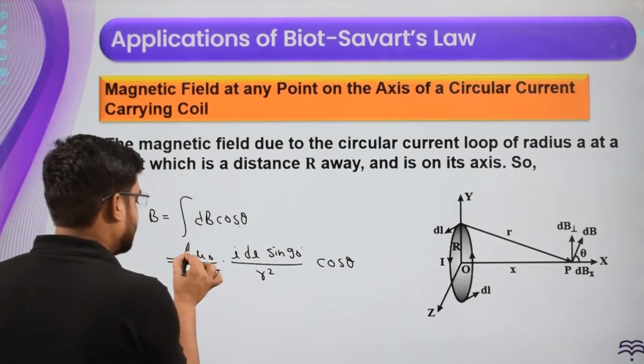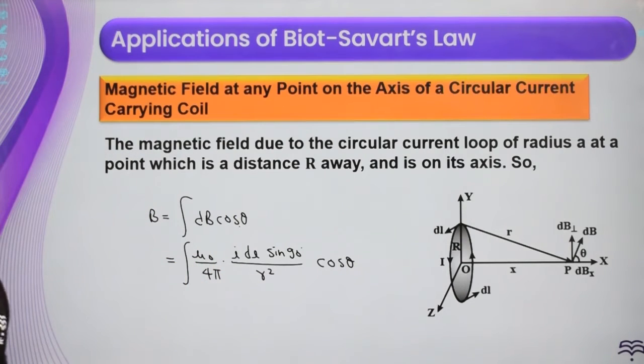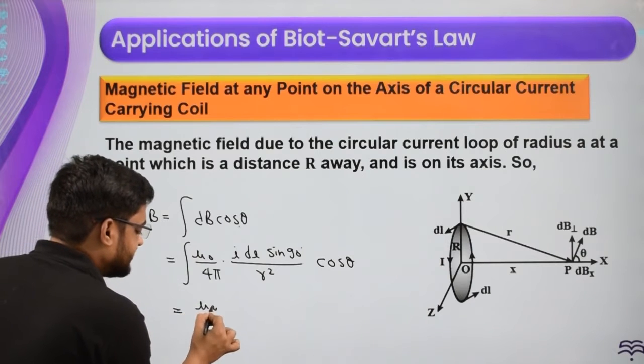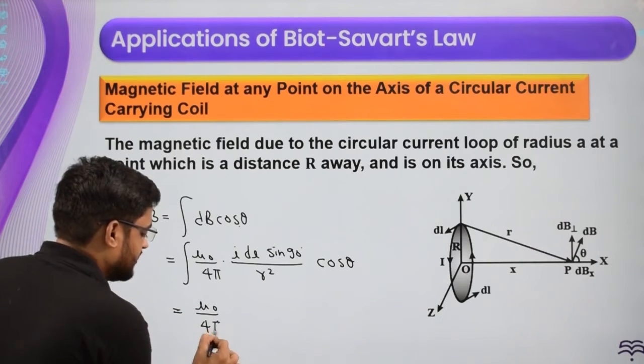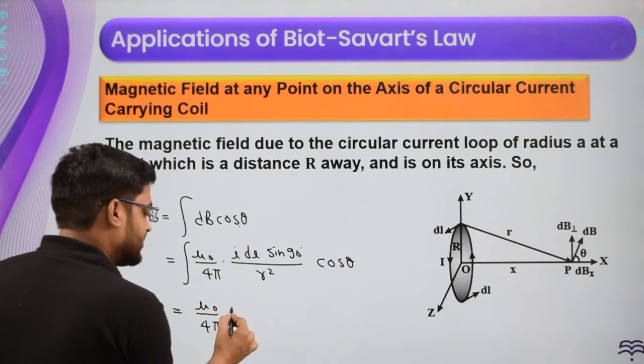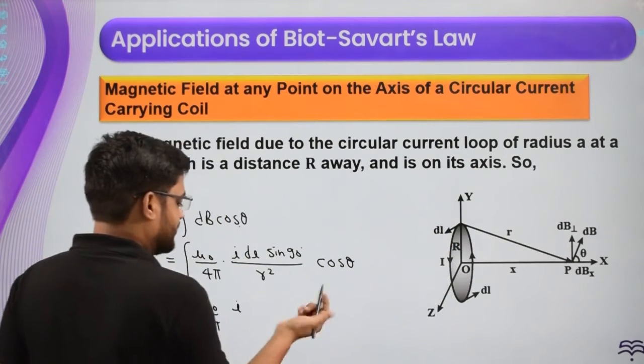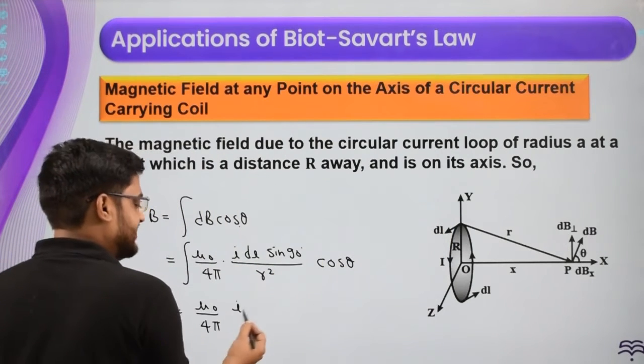Now we have to integrate. What are the variables here and what are the constants? If you see, mu naught upon 4 pi is a constant. Then I is also constant. dl is the variable, so a small length. What about sin 90? It's 1, so I am not writing it.